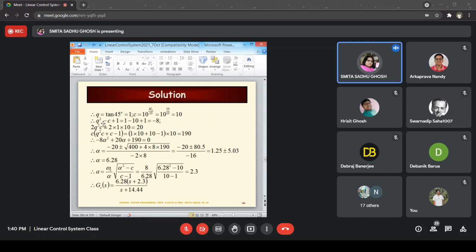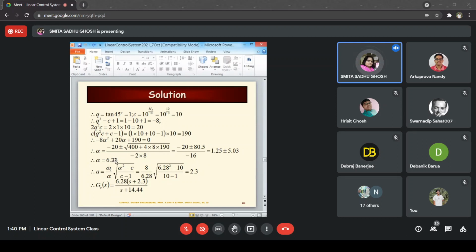The coefficients have been calculated here. You can go through your notes, it's going to be there. So the first coefficient happens to be this, then the second one, and the third one. This is the quadratic. After solving the quadratic, you arrive at two possible values. Alpha is essentially positive and greater than 1, so alpha is the positive value of these two, which is equal to 6.28.